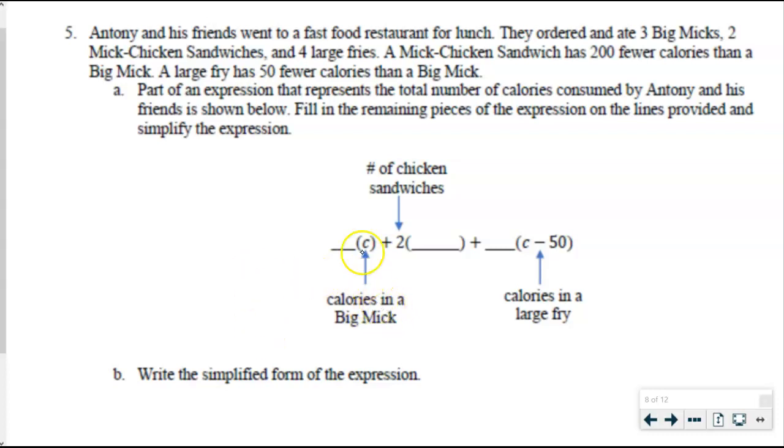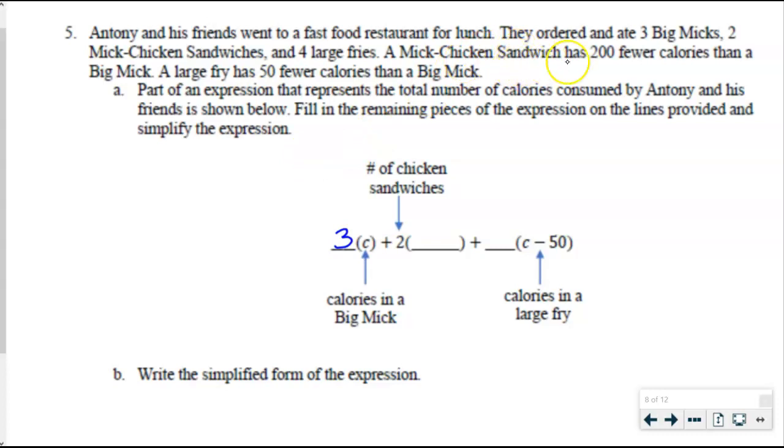So let's read this. C represents the calories in a Big Mac. So I read this and I can see that they ate 3 Big Macs. So if I'm looking at how many total calories, this is the calories of a Big Mac, and they ate 3, that's going to be 3 groups of C, or 3 times C.